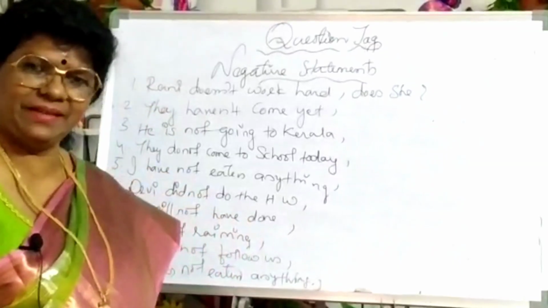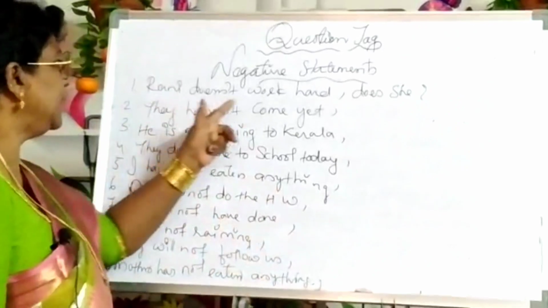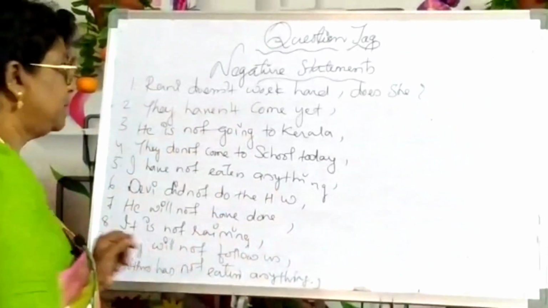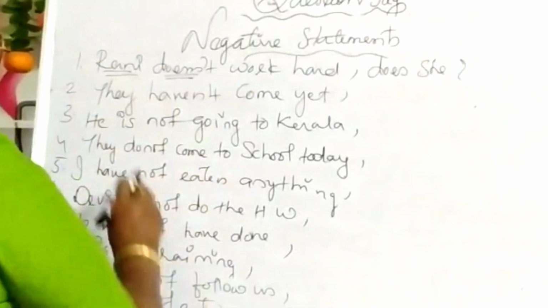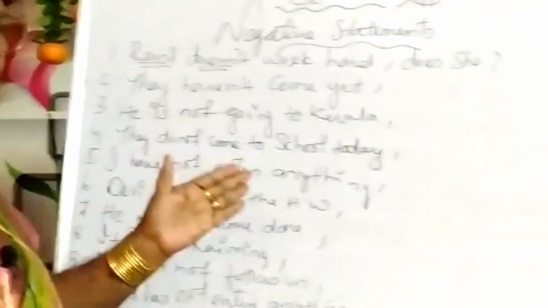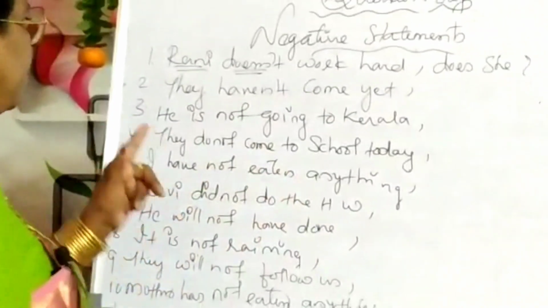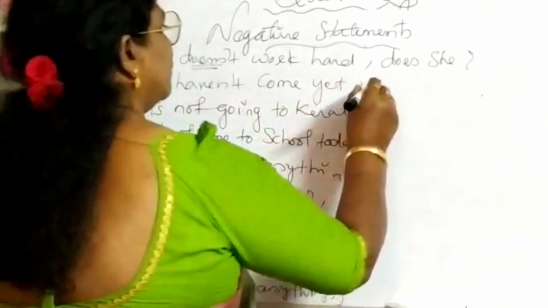Okay, fine. Let us go through negative statements. Rani doesn't work hard. Does she? They haven't come yet. Negative sentence we have to make positive tag. Okay. They haven't come yet. Have they?